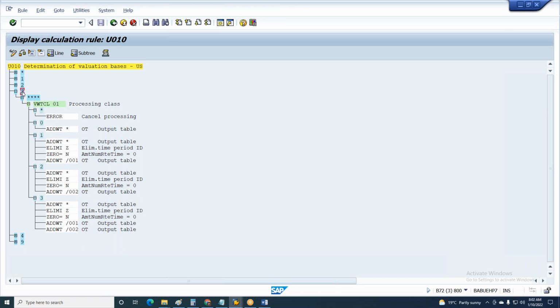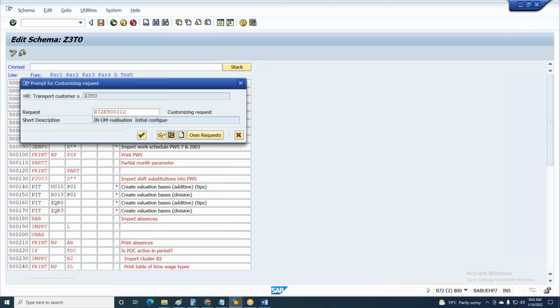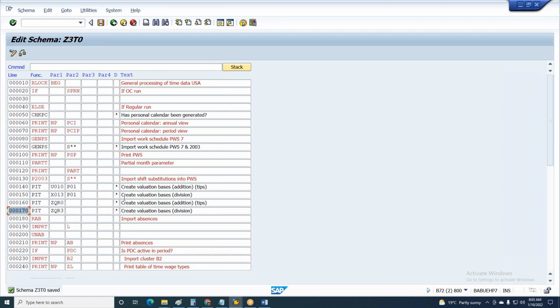Okay, so look at it. Processing class 01: blank is error, 0 is not part of any valuation basis, 1. Here you can take basic pay, here you can take 2 for uniform allowance, special allowance and transport allowance. This is a template provided by SAP. We don't write our own rules for the calculation of the rates. We use copies of this.